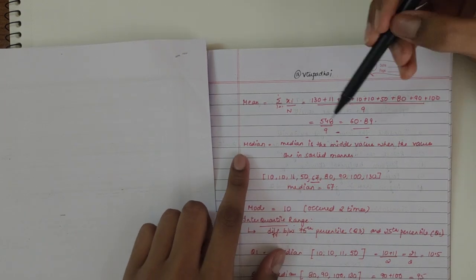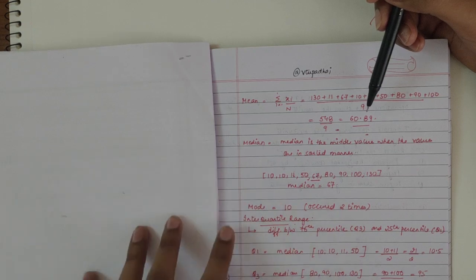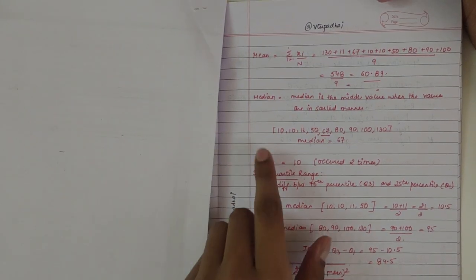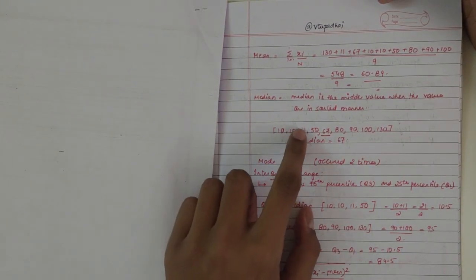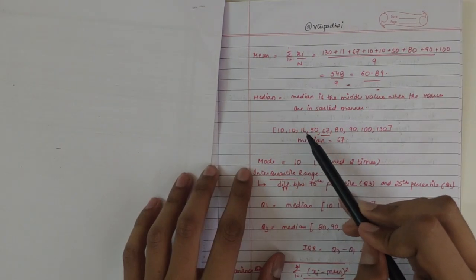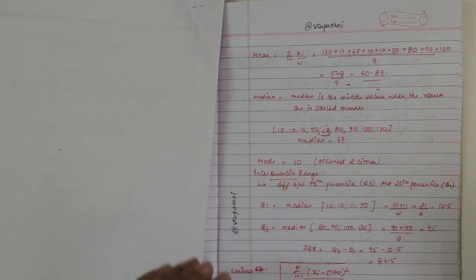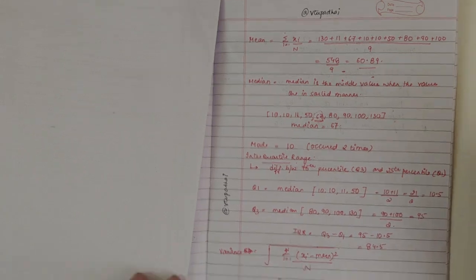For median, you have to sort all the values, such that the median is the middle value when the values are in sorted order. That means whatever grid was given in the question, you have to sort all the pixels: 10, 10, 11, 50, 67, 80, 90, 100, 130. What is the median value? You can count 1, 2, 3, 4, 5, 6, 7, 8, 9. That means 67 will be my median value. This is already studied in your basic mathematics, I guess, so no need for much more explanation.